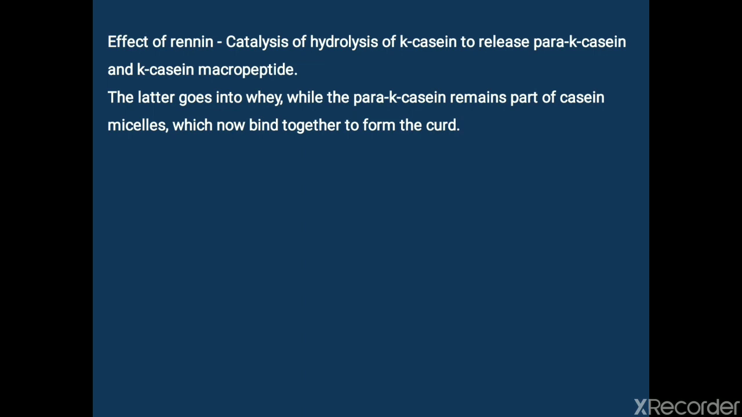If this kappa casein is broken down, the hydrophobic sites of this casein are exposed, and these are responsible for the formation of coagulum. So, this enzyme that brings the hydrolysis of kappa casein results in the formation of para kappa casein and kappa casein macropeptide. Out of these two, para kappa casein is strongly hydrophobic, and this binds together with other molecules to form a solid curd.